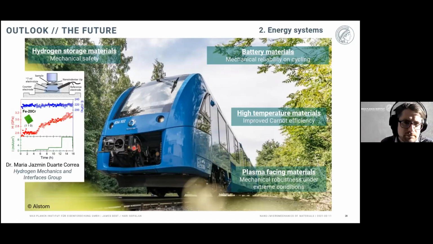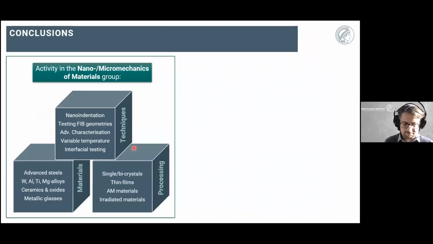So hydrogen can embrittle materials, and we have a group here in the department run by Dr. Yasmin Duarte that actually focuses on this question of how hydrogen interacts with materials and can influence its strength and plasticity and fracture, as we've outlined in the talk today.